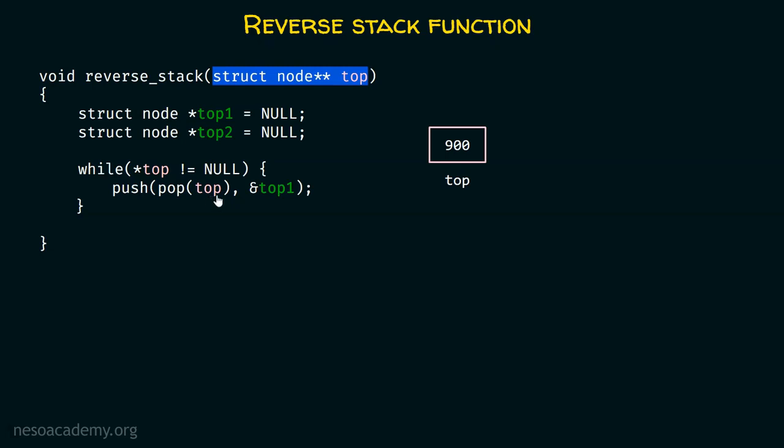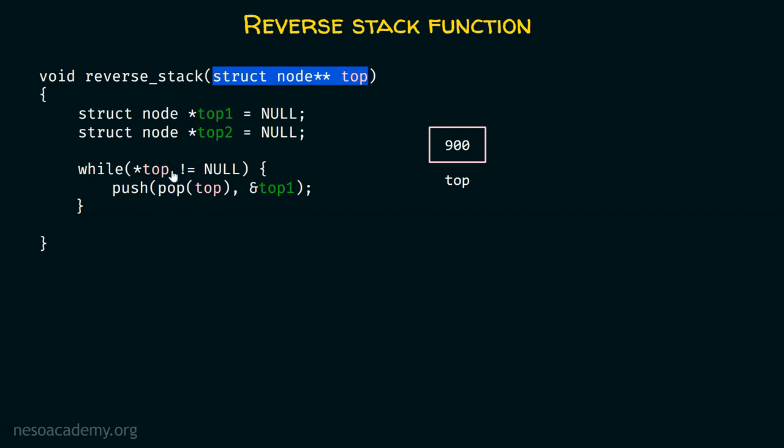That is why I have passed top here, because we know that the address of the top pointer of the original stack is 900 and it is already there in this top pointer. That's why we just have to pass top here. We don't need ampersand in front of this because this pointer is already a double pointer and it is containing the address of the top pointer, which is the pointer to the original stack, right? So here I'm passing this address and this pop function will return the topmost element of the original stack, right? And we'll simply push that element onto the temporary stack 1 with the help of this push function.